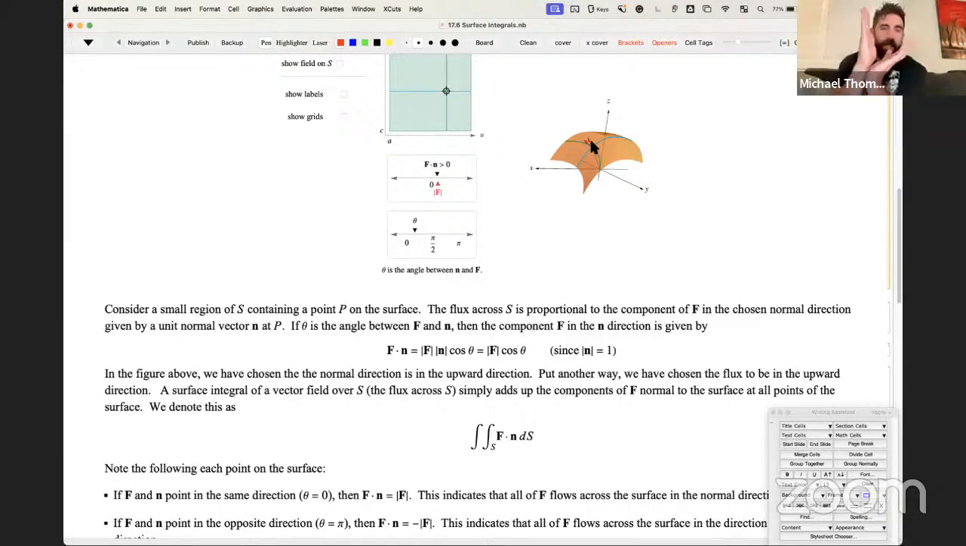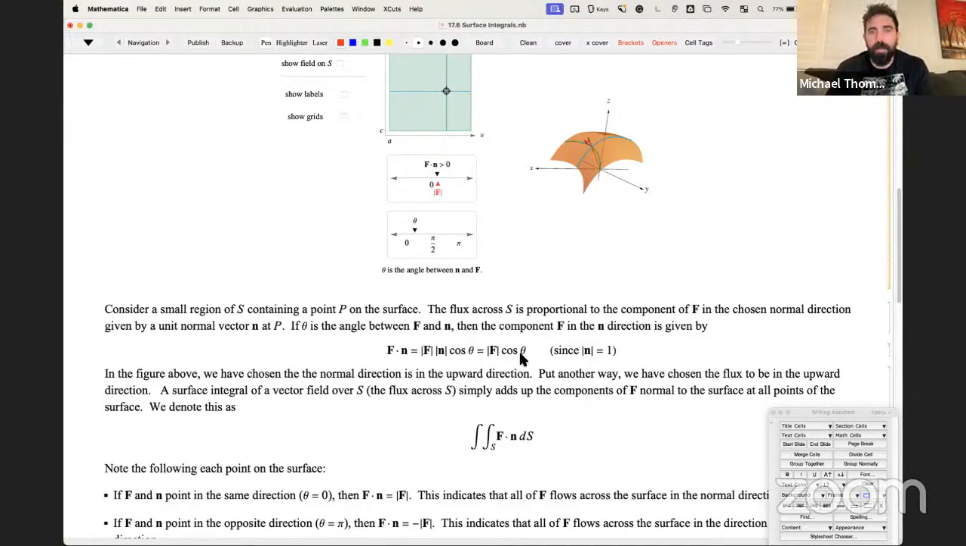So if theta is the angle between F and N, so the red vector and the brown vector, then the component of F in the N direction is given by the dot product of the two. And we know this because by definition, F dot N is the magnitude of F, magnitude of N, cosine theta, but N is a unit normal vector, so we can get rid of that. And then we just have the magnitude of F cosine theta, which is the component of F in the normal direction. All right, it's just basic trigonometry.